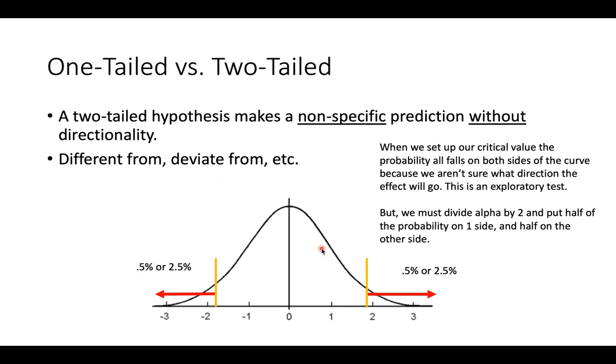What this is going to do is make it more difficult for us to achieve statistical significance because now there's less room over here, right? We need an even more extreme finding because instead of all of our 5% being on one side, we're splitting it from 2.5 to 2.5.